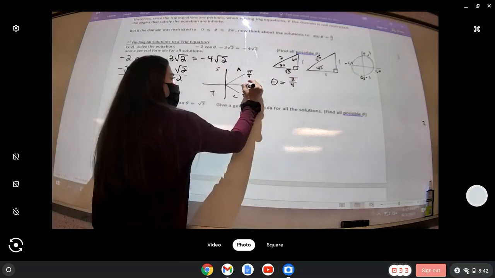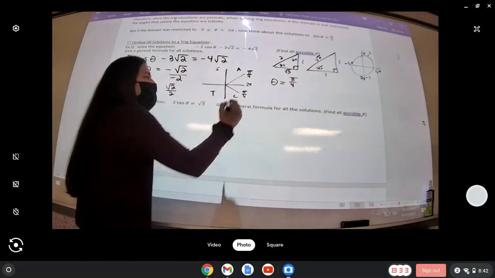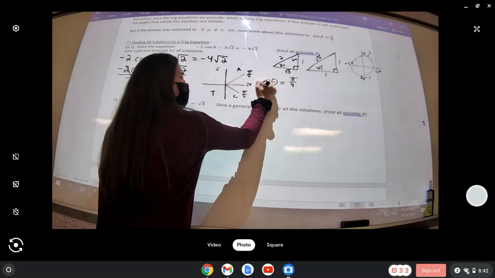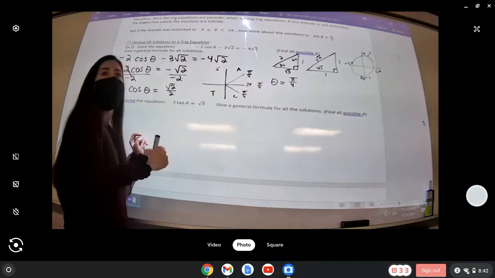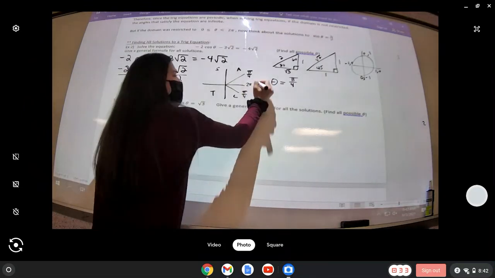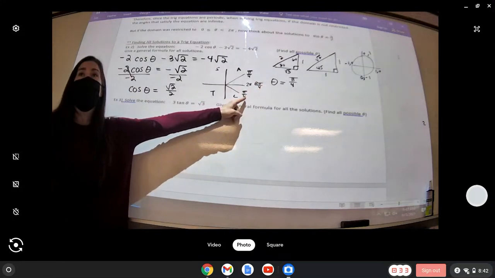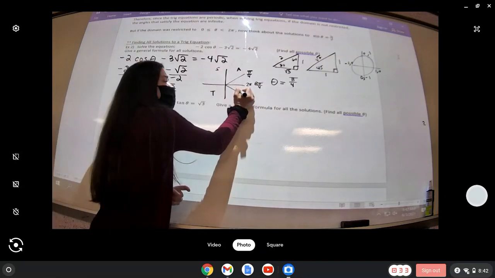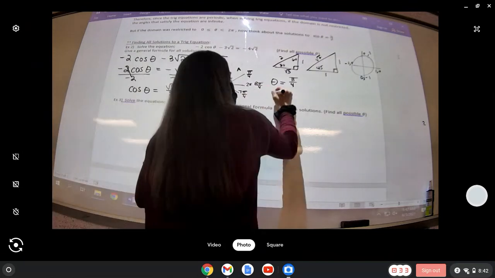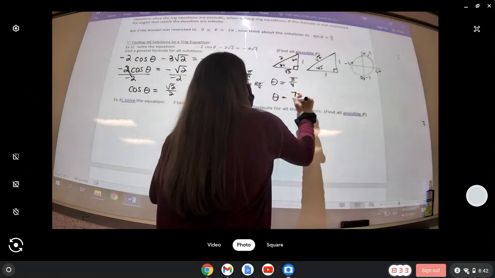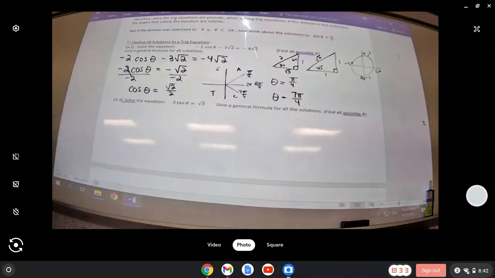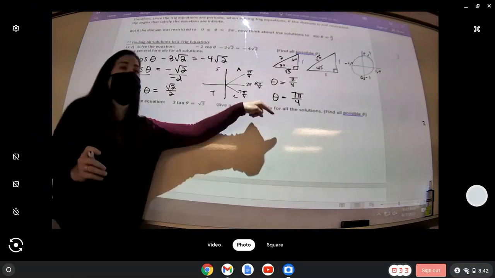Guys, remember, all the way around is 2 pi radians. So in the world of pi's over 4, how many pi's over 4 make 2 pi? 8. So if that's 8 pi over 4, and you're 1 pi over 4 before that, sitting in quadrant 4, what angle is that really? That is 7 pi over 4. Okay, so guys, those are the two angles in one rotation from 0 to 2 pi that make this true.